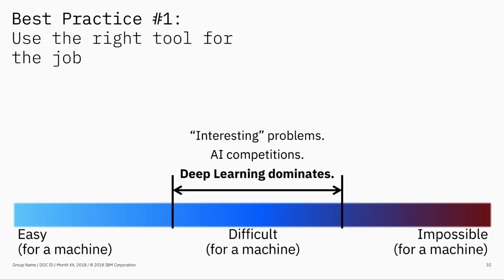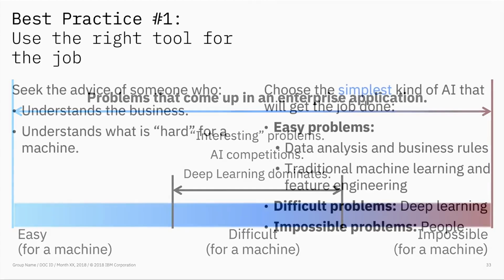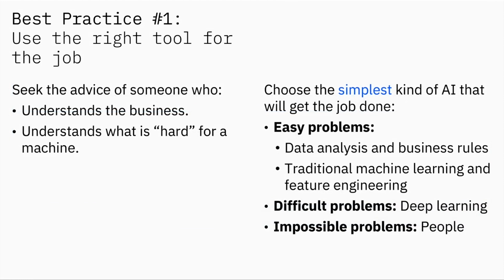However, the problems that you'll see in the context of any enterprise application aren't necessarily all going to be interesting ones. They're going to span that entire spectrum. Some of them are going to be super easy for a machine to solve. Others are going to be beyond the capability of today's machines with today's algorithms. So it's important to seek the advice of someone who has the necessary knowledge to take a particular problem you want to solve with AI and put it at the right place on that spectrum.